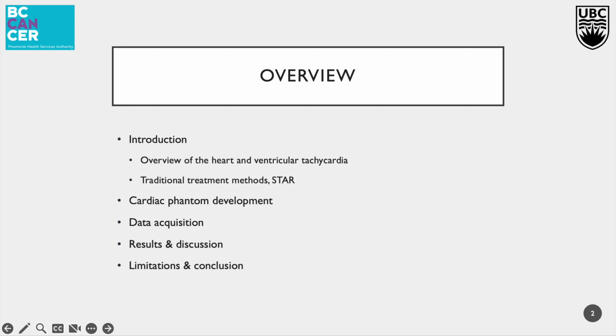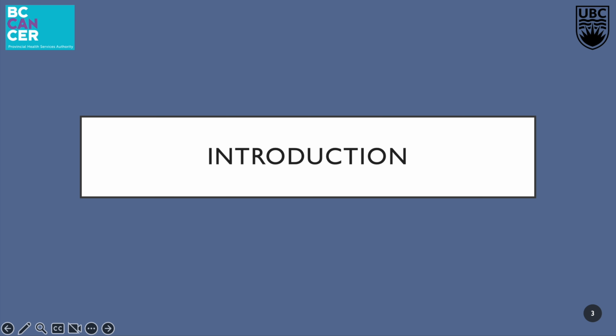But anyways, as an overview of what we'll be talking about today, we will start off with a bit of an introduction, which will include an overview of how the heart works and a disease called ventricular tachycardia, and then we will discuss some traditional treatment methods for ventricular tachycardia, as well as the novel treatment STAR. Then we will cover the development of a cardiac phantom for the experiments we wanted to carry out, how the data was collected for those experiments, results of the experiments, and a discussion of those results, and of course we will end off with the limitations of the study and the conclusion. So let us begin with the introduction.